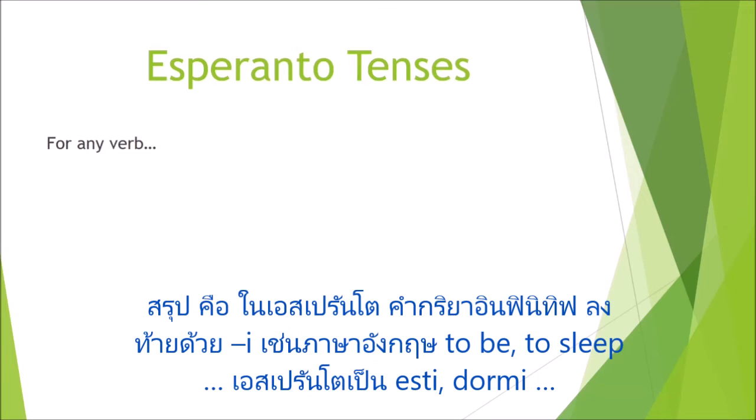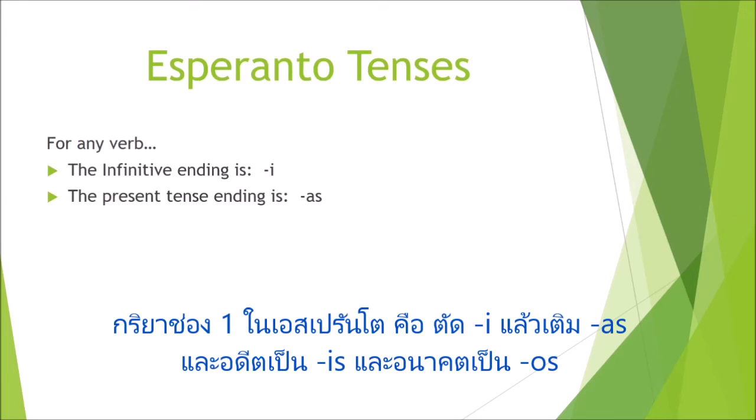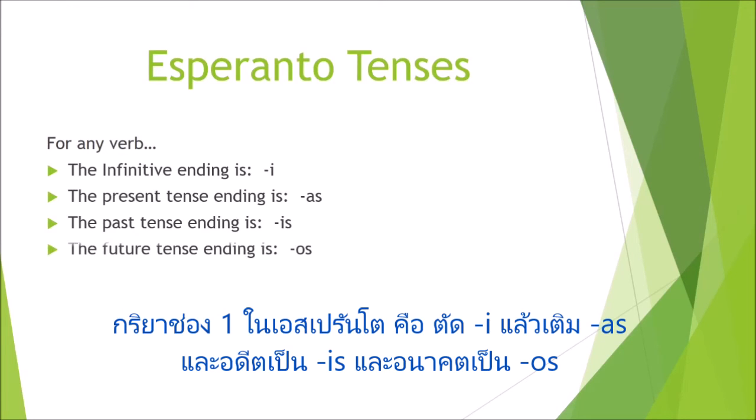So let's quickly review the Esperanto tenses. For any verb in Esperanto, the infinitive ending is an I. So that's the equivalent to in English when we'd want to say to be or to sleep. In Esperanto, it's esti and dormi, so it's just an ending that signifies an infinitive. The present tense in Esperanto is as simple as removing that I and adding an as. Likewise, the past tense ending is is, and the future tense ending is os.